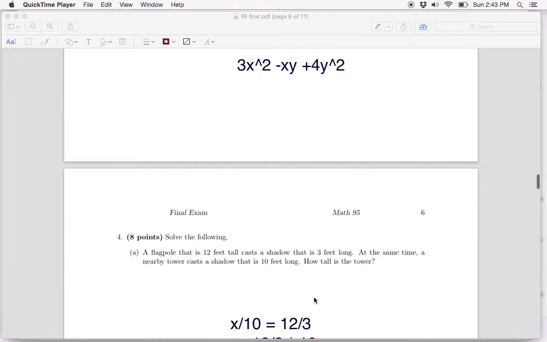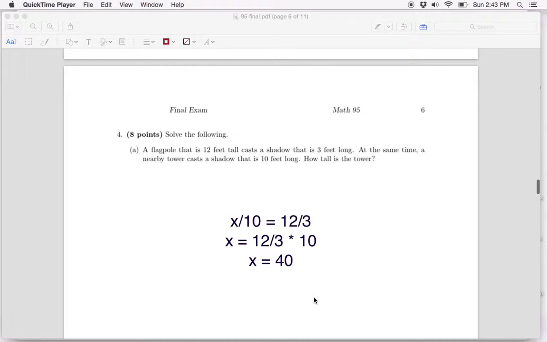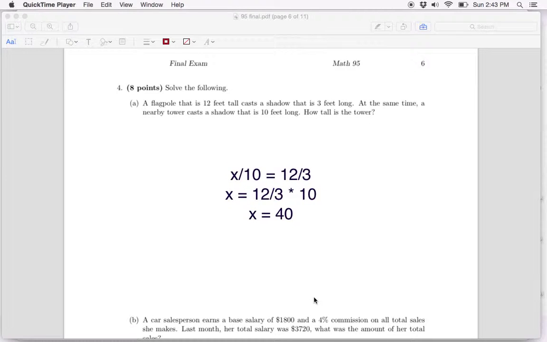All right. Flagpole problem number 4. I like to start, so I'm setting a proportion because I have similar triangles happening here. So I'm setting up a proportion. I like to start with what I'm looking for. So how tall is the tower? So my x is how tall the tower is, and then my 10 is how long the shadow is.